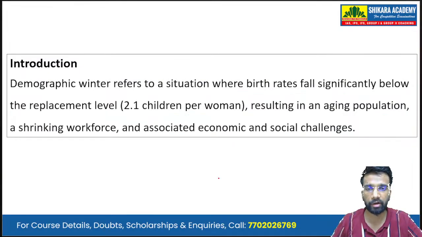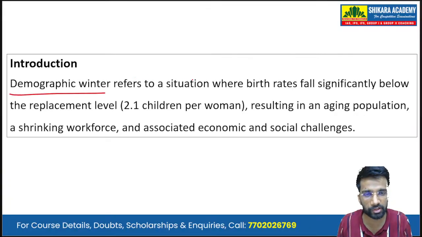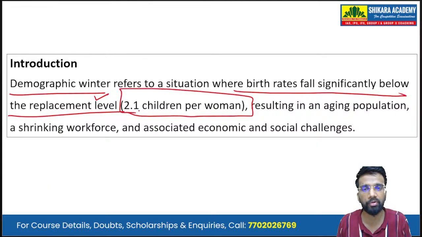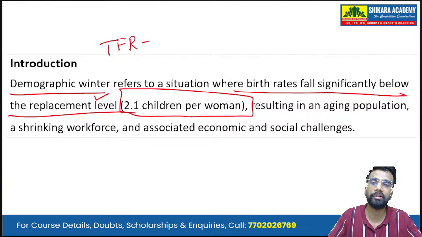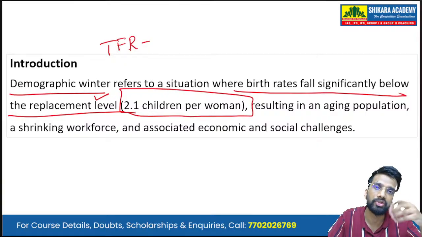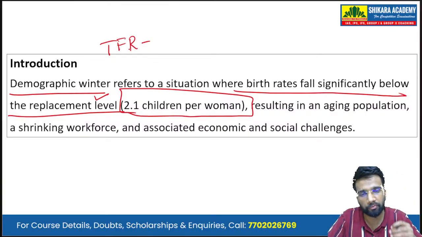Now, starting with the definition: demographic winter refers to a situation where the birth rates fall significantly below the replacement level, that is 2.1 children per woman. So, the total fertility rate. The total fertility rate is the number of children an average woman bears in her lifetime. So, the replacement level of total fertility rate should be 2.1.